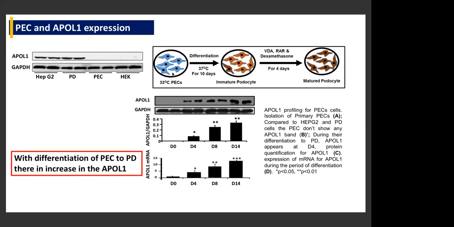So then when we started to differentiate these cells into the podocytes, there is an appearance of the APOL1 expression, and it appears on different days of the differentiation. At the 14th day of the maturation, there is the highest expression of this APOL1 protein.